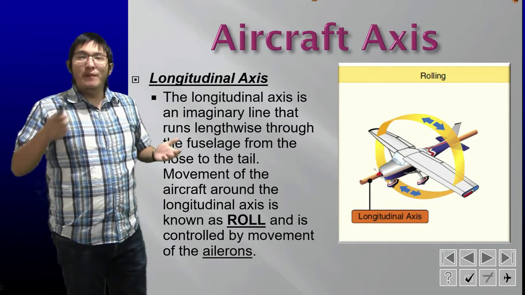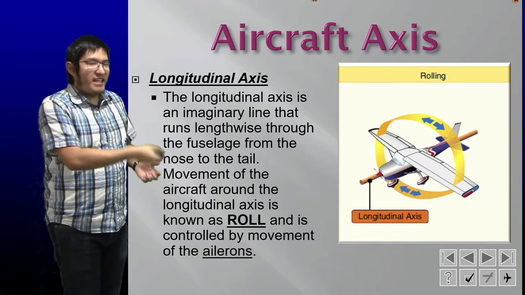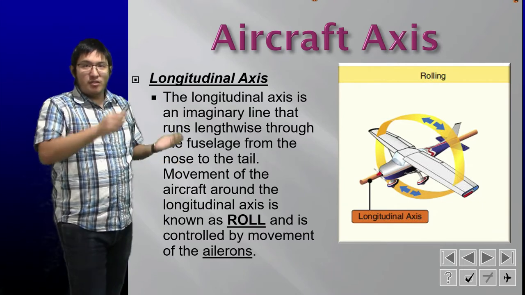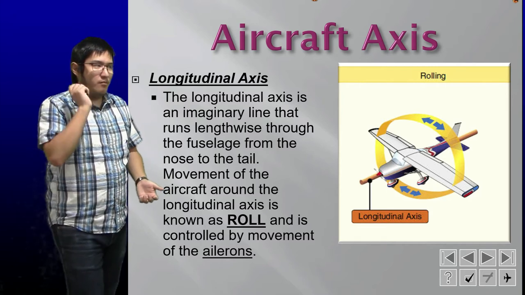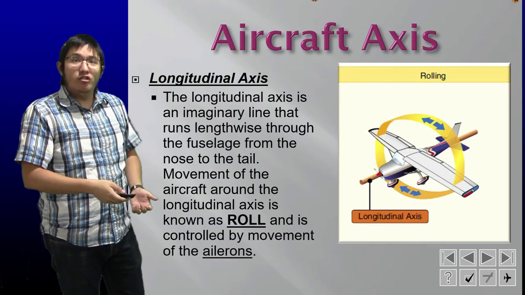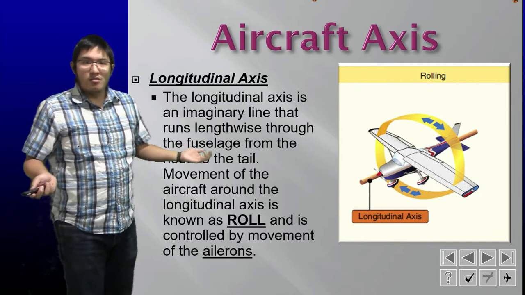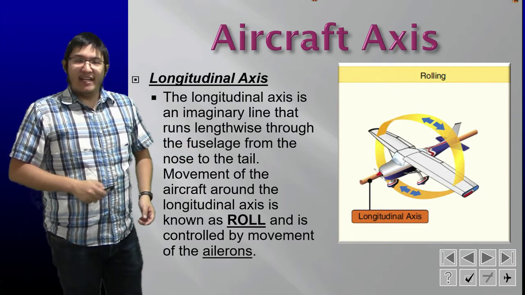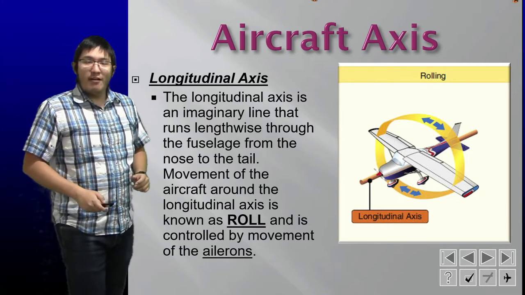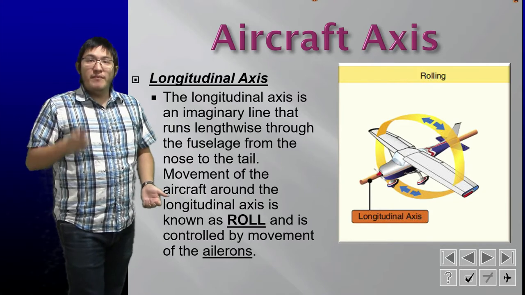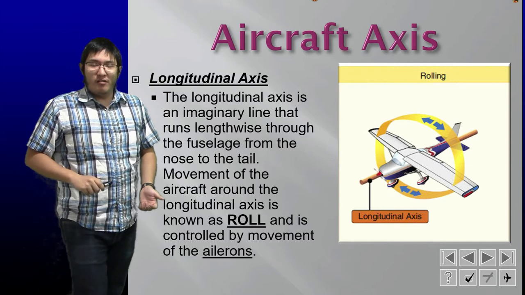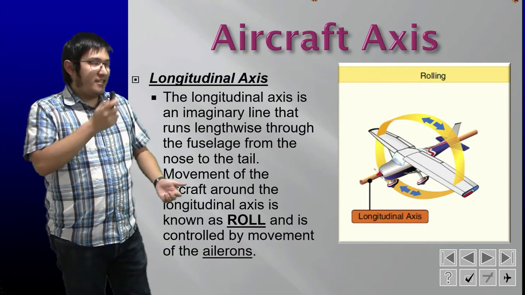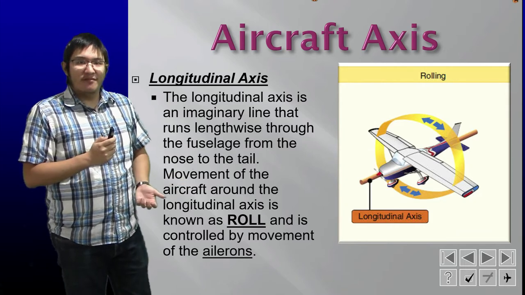So when you think of movement around the axis, think of the axis as the tip of a top. It'll stay there and everything will spin around it. So movement around the longitudinal axis is roll. Another thing that might come up though is movement of the axis. So when you're asked about movement of the longitudinal axis, then that will be pitch, because the whole axis is actually moving.